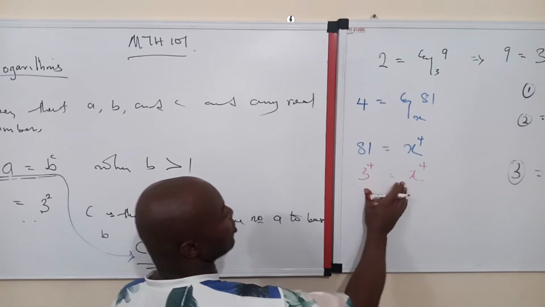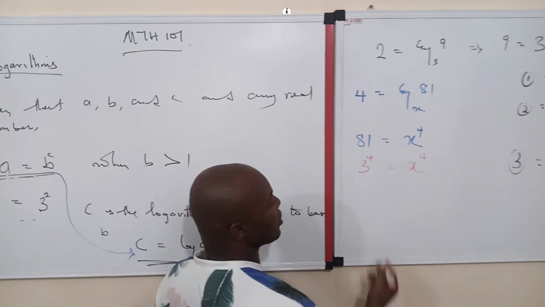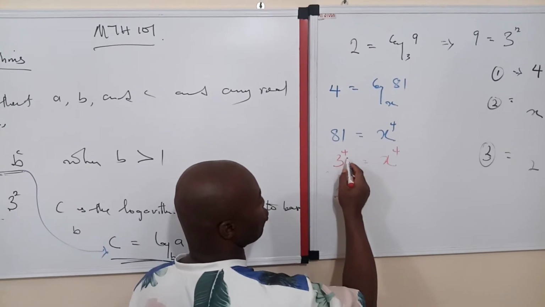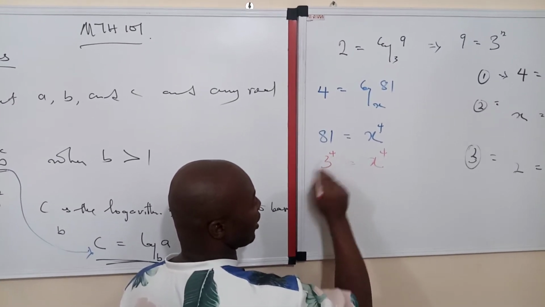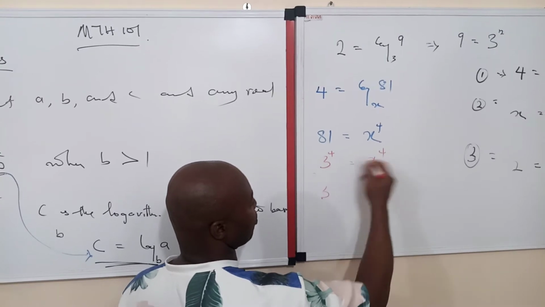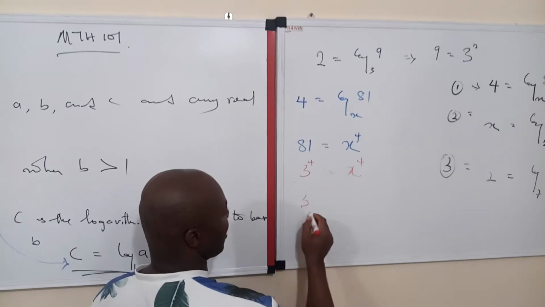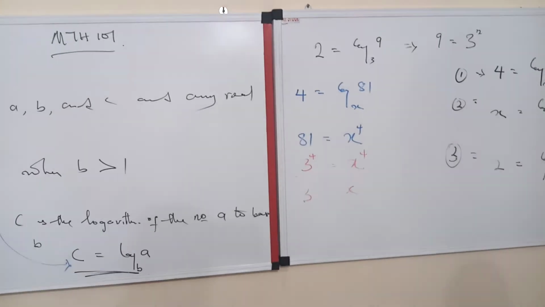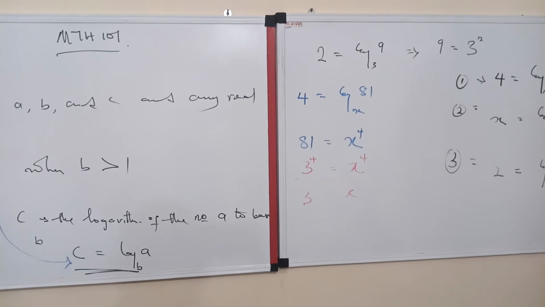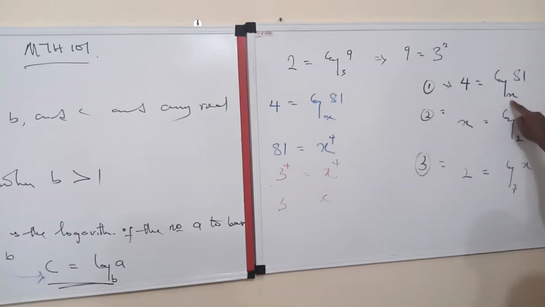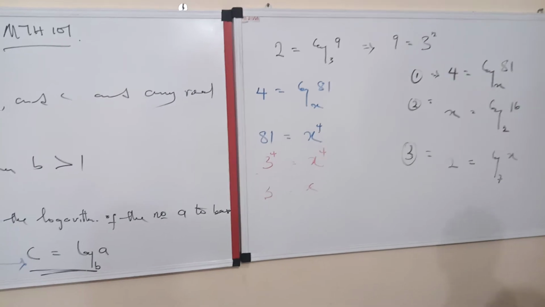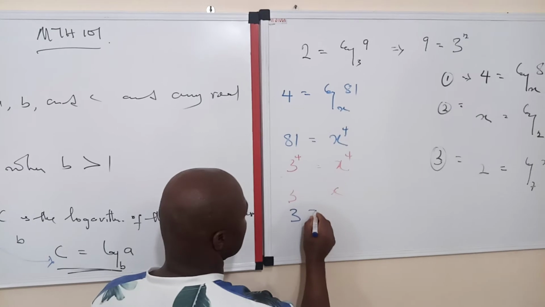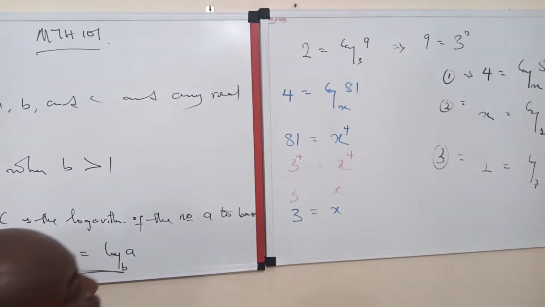Now, if you look at this expression, you can see that the powers here are the same. So you can take off those powers. You divide through by 4 on both sides, and you will be left with 3 equal to x. So our x from the beginning here is 3. This thing that we have been looking for is simply 3. Our x is equal to 3.